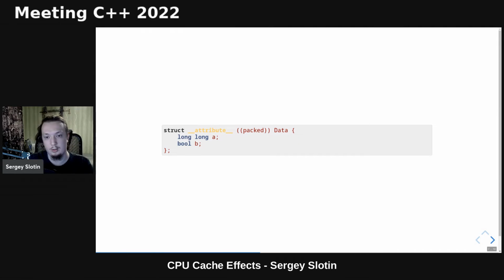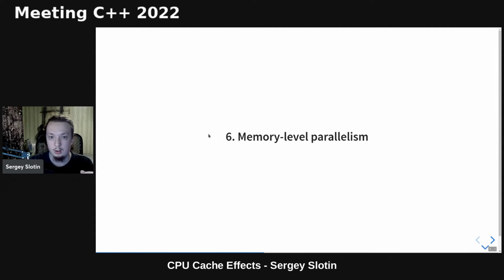In GCC and Clang, this is done with this packed attribute. This makes the instance of data take just 9 bytes instead of the 16 that would be required by alignment with padding, at the cost of possibly fetching 2 cache lines when reading its elements.